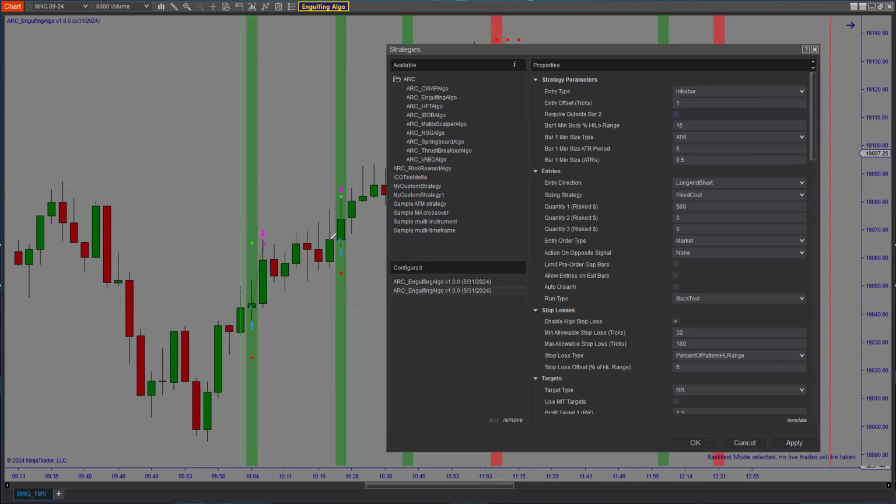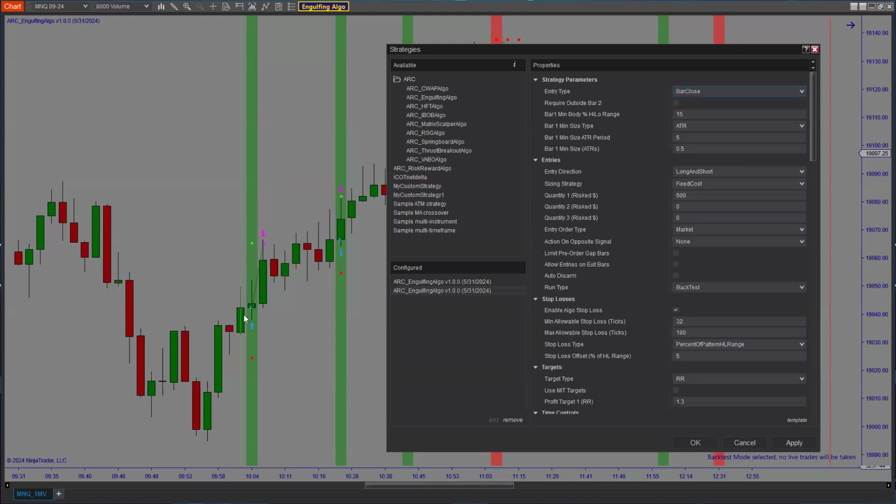With bar close, it's going to enter as soon as that bar closes, hence the name. If you trade intra-bar, it's going to look to trade the break of that candle. So there's two different options there. And then you have an entry offset. On NQ, you might look for 4 to 10 ticks, depending on what works. That's your entry offset, meaning it's going to have to get above that and trade it as a breakout. Of course, if you trade bar close, it's just going to trade right at the close of the bar.